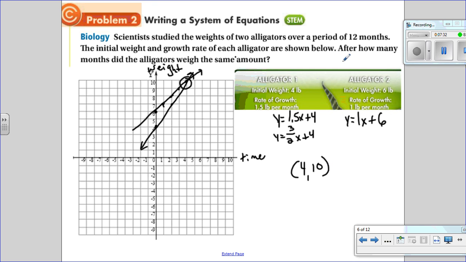So what that means is, after how many months did the alligators weigh the same amount? So which one of these two numbers represents the time, the amount of months? The 4. So our answer is 4 months, and it's when they are going to be 10 pounds. At 4 months, they'll both be 10 pounds.